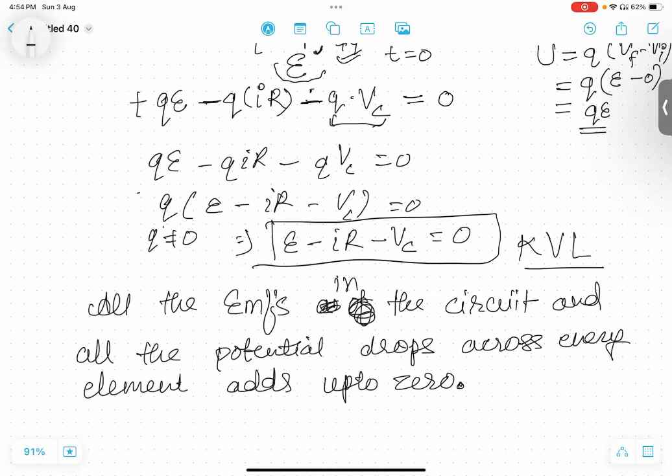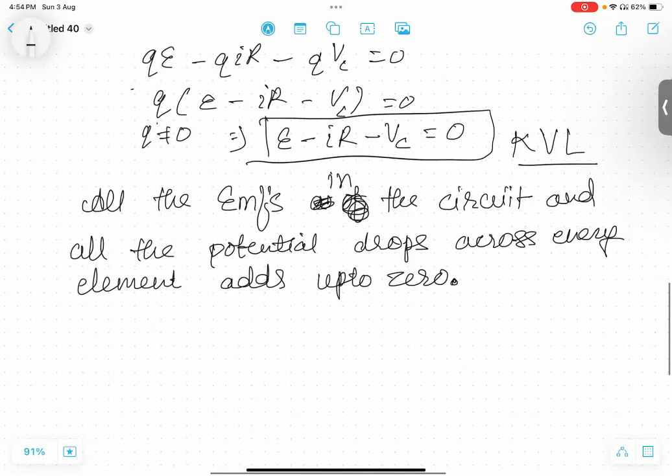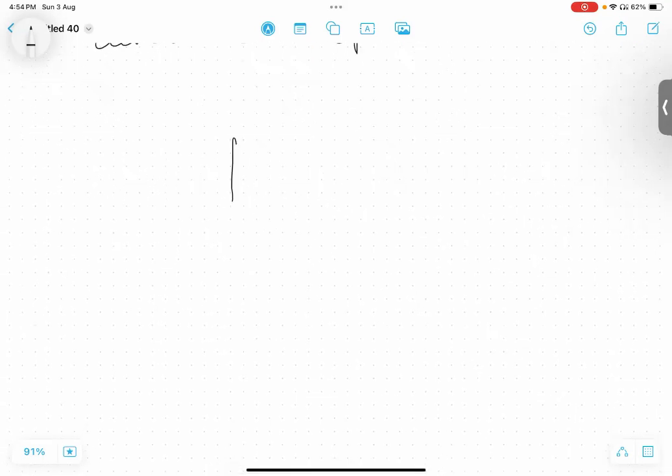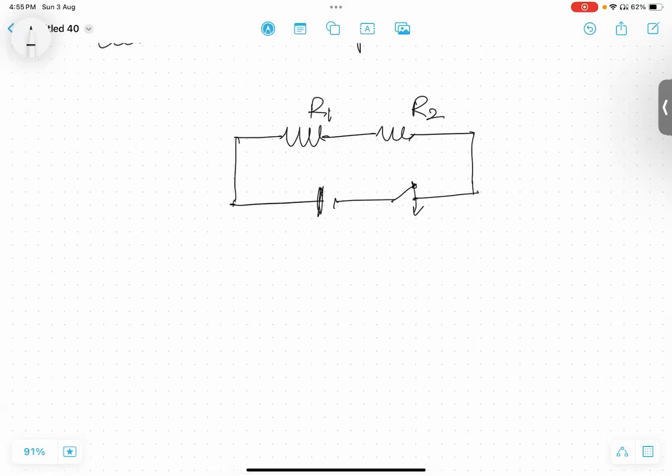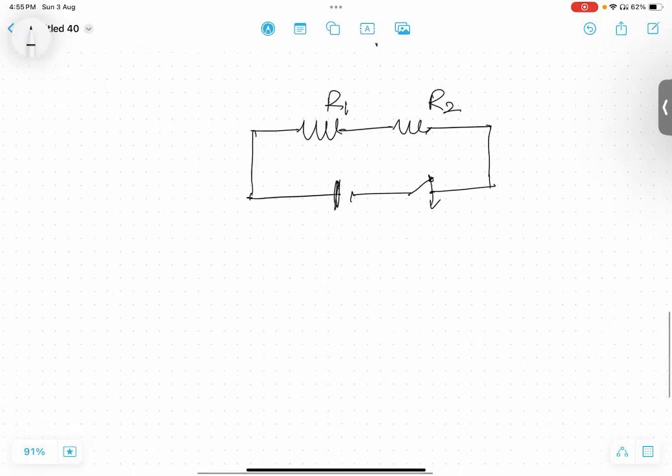We are going to take a circuit. There is one resistance R1, there is another resistance R2, there is a battery, there is a key, and the key is closed. This is a closed circuit. I will take the EMF of the battery as E. This is the key which is closed.